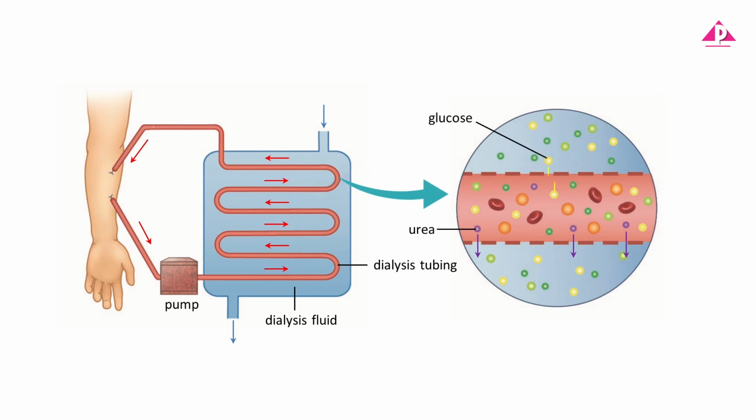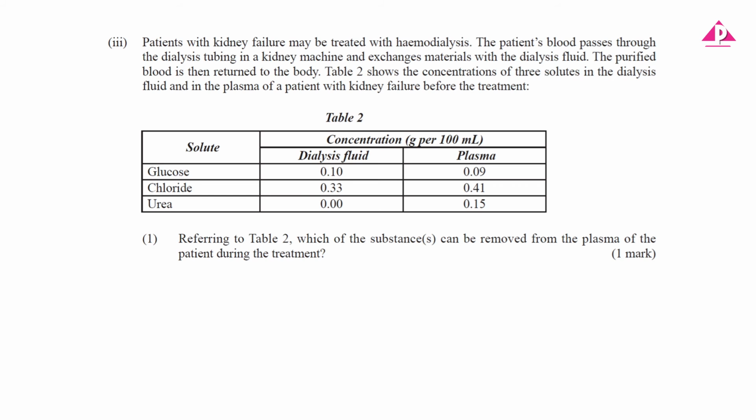The concentration of useful substances such as glucose in the dialysis fluid is the same as that in the blood. Thus, there is no loss in these useful substances during hemodialysis. We can see from Table 2 that the concentrations of chloride and urea are higher in the patient's plasma than in the dialysis fluid. Therefore, these two substances can be removed from the plasma during hemodialysis.